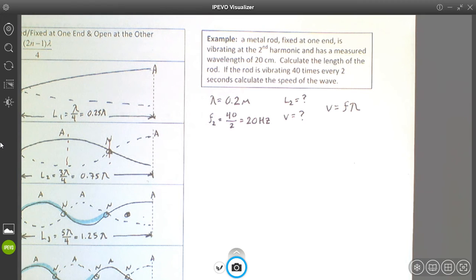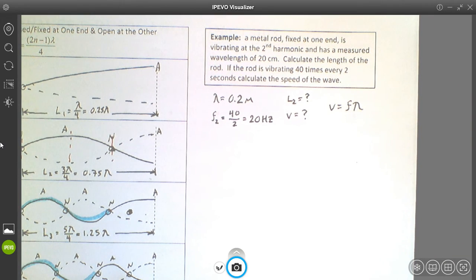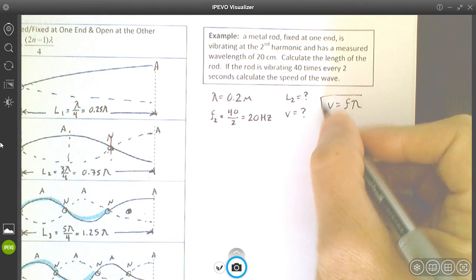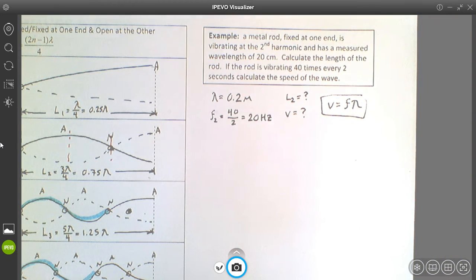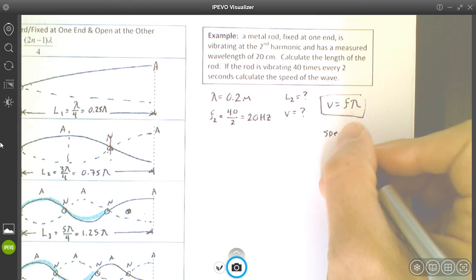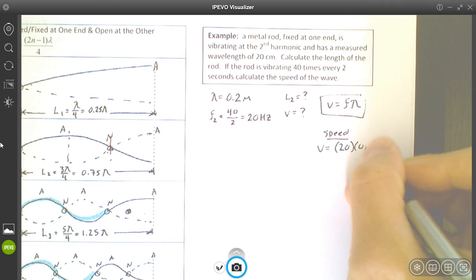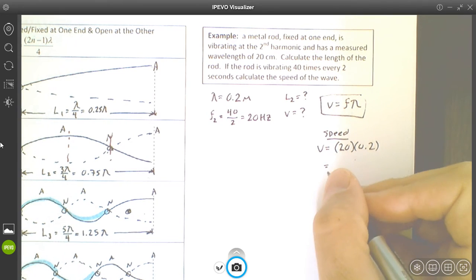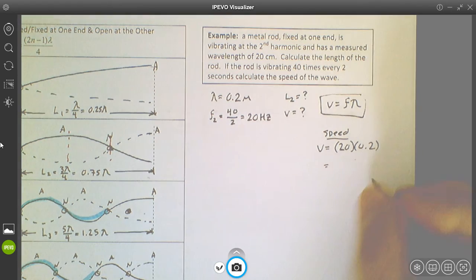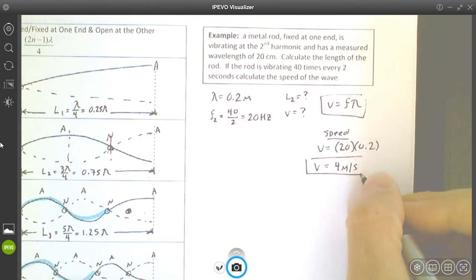This question is fairly simple. We have to calculate the length of the rod too, so there are two parts we're looking for. We can find the speed of the wave in no time. We already know the frequency and the wavelength, so the speed is easy to get. The frequency was 20 hertz. The wavelength was 0.2. You multiply 20 times 0.2, you can probably do it in your head, it's simple, 4 meters per second. Okay, so that's the speed of the wave in this material.